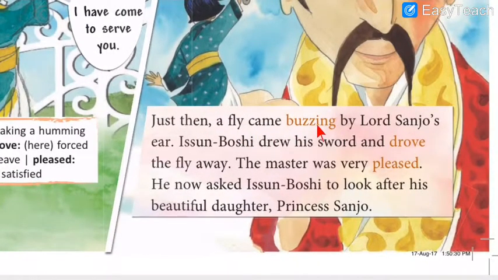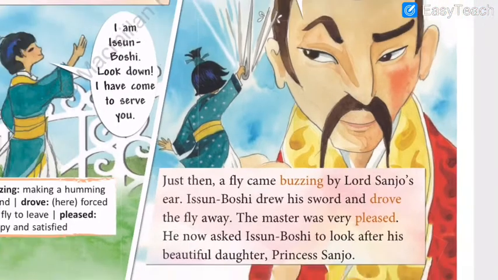Just then a fly came buzzing by Lord Sanjo's ear. Issunboshi drew his sword and drove the fly away. The master was very pleased. He now asked Issunboshi to look after his beautiful daughter, Princess Sanjo. So now what happened, dear students?